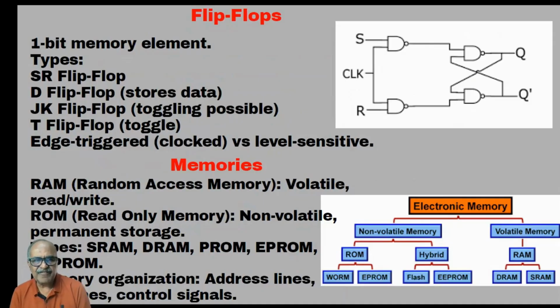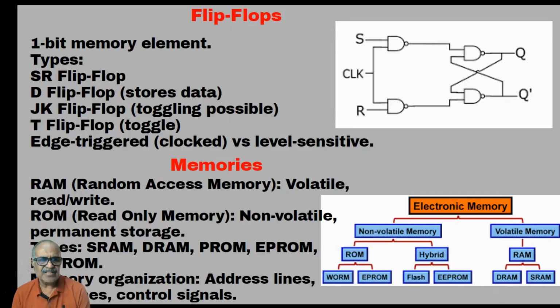SR flip-flop, D flip-flop, that stores data. JK flip-flop, toggle possible. Then you have T flip-flop, that is only toggle. Edge triggered clock versus level sensitive. Okay. Next is one important part. Please remember, again I'm telling you, these are very big topics, but I am telling you only the points. So the next topic is memories.